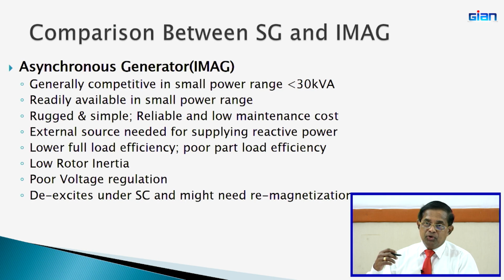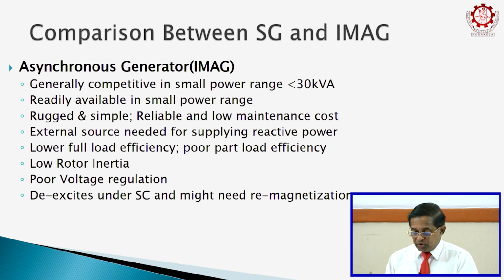I think you remember that the voltage build up in an induction machine happens because of the magnetism in the core, right. There should be magnetic properties in the material, so that initial voltage build up can happen. Sometimes it de-excites, and therefore it will not build up voltage. Therefore, using a DC source, we will have to remagnetize these induction generators sometimes, if it de-excites and voltage does not build up.